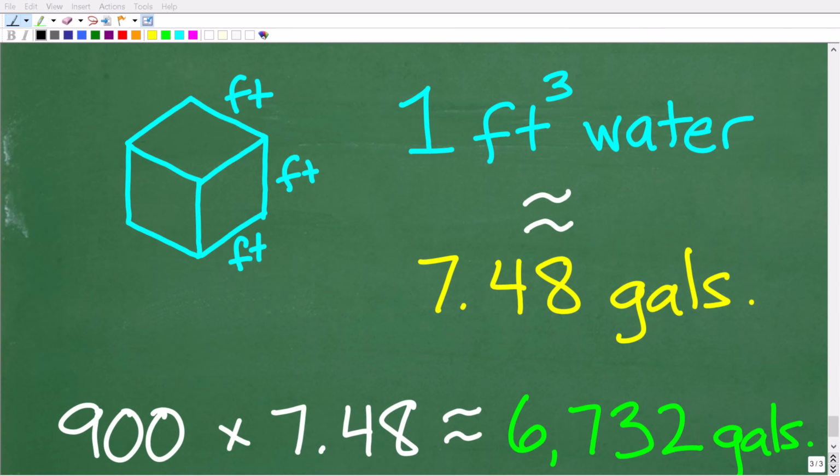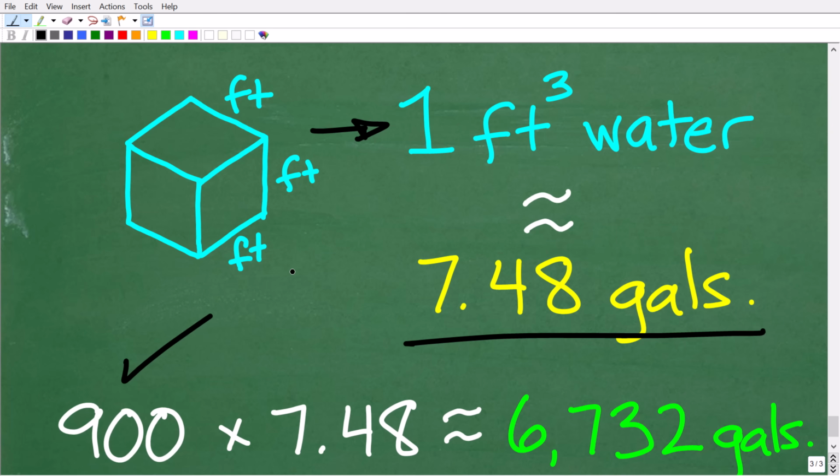Okay, so now that we know that the pool is 900 cubic feet, we need to answer the question, and that is how many gallons of water goes into this pool. So we need to go from cubic feet to gallons. And 1 cubic foot is approximately 7.48 gallons. All right, so to get our final answer, all we have to do is take 900 and multiply it by 7.48. So our final answer is 6,732 gallons.